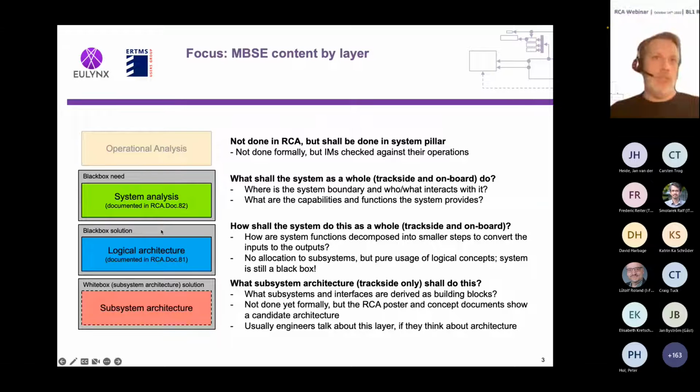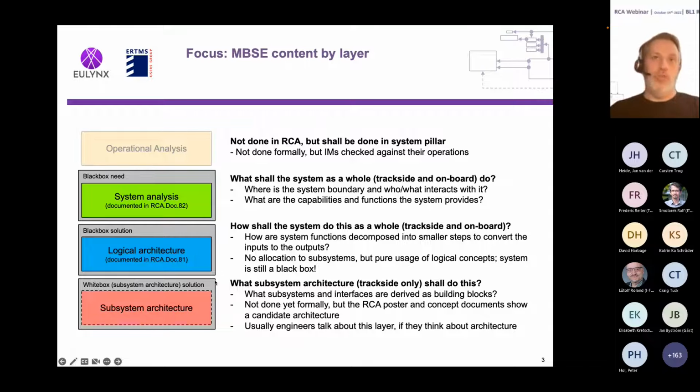On logical architecture, the system still is the black box, but we decompose the rather big system functions from the system analysis into individual small process steps. And I will show you in a second how that really looks. Still no allocation to subsystems, still no allocation to track or train side, but just usage of pure logical concepts. Logical concepts for us, for example, are the abstraction of field elements into what we call a drive protection section, or how a movable object is represented on the topology. A movable object could be a train unit, for example. And these logical concepts play into this logical architecture.